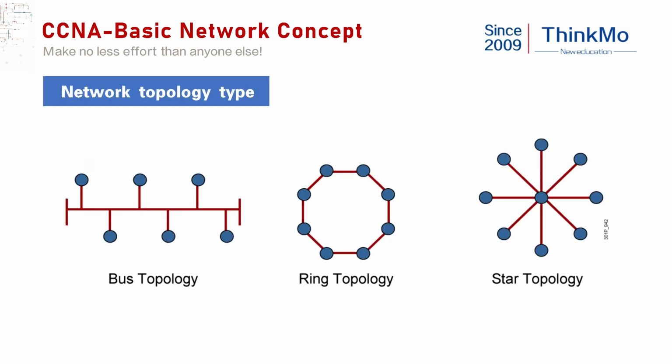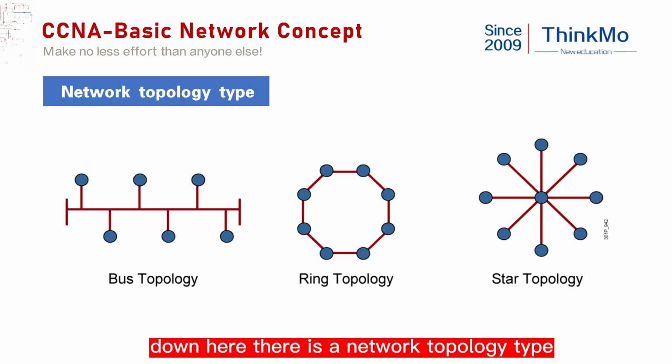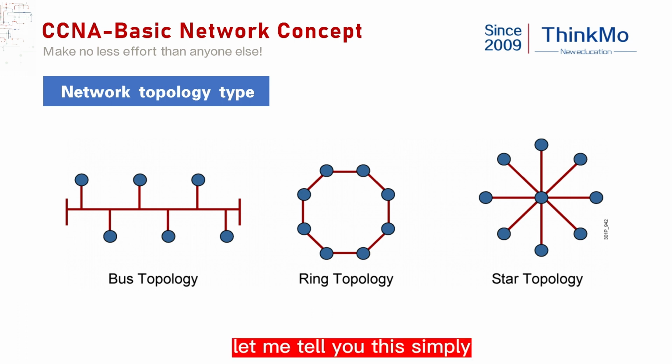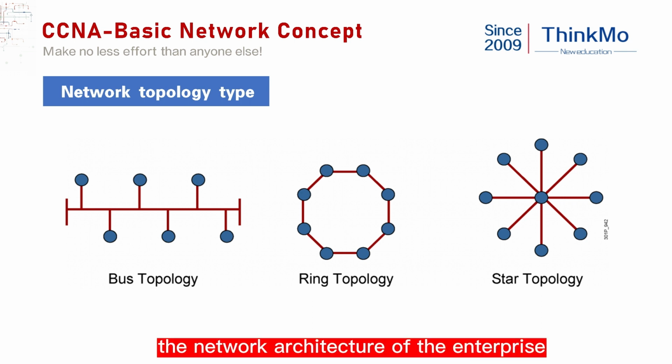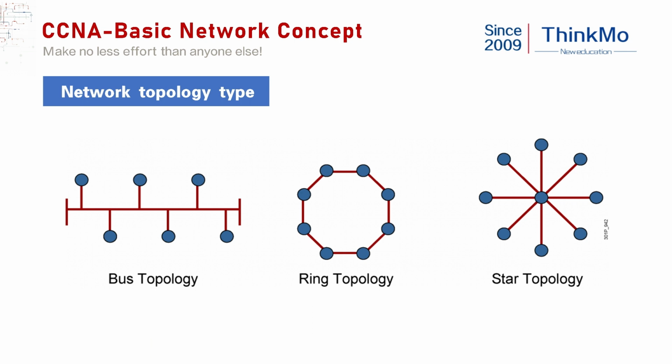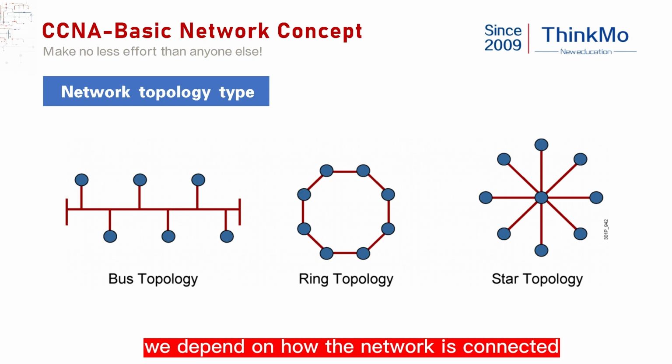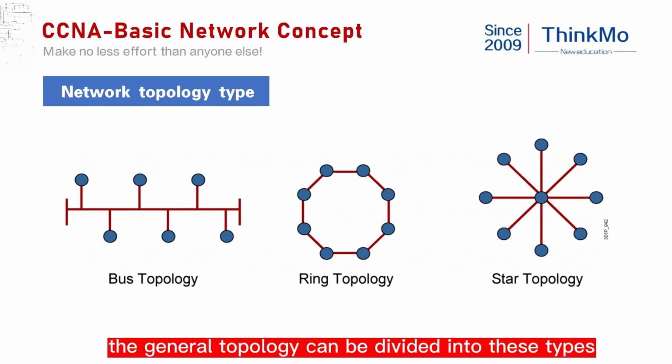Let's look down. Down here there is a network topology type. Let me tell you this simply. In the future, when it comes to the network architecture of the enterprise, after you have deployed the entire network, we depend on how the network is connected. The general topology can be divided into these types.